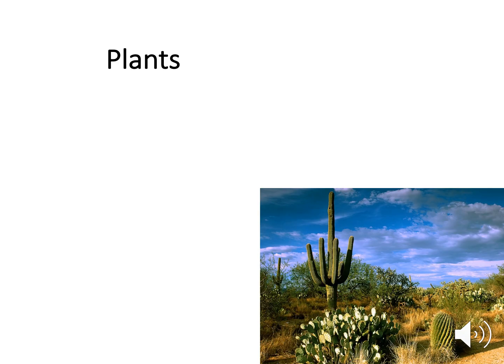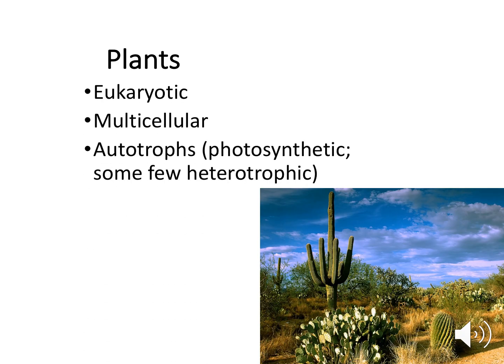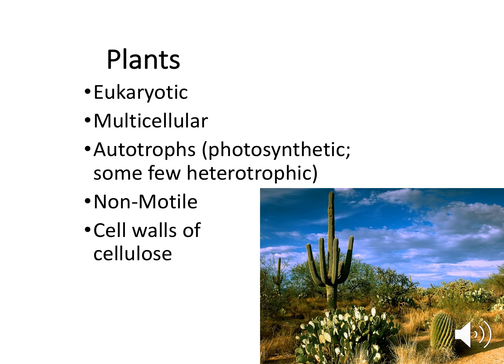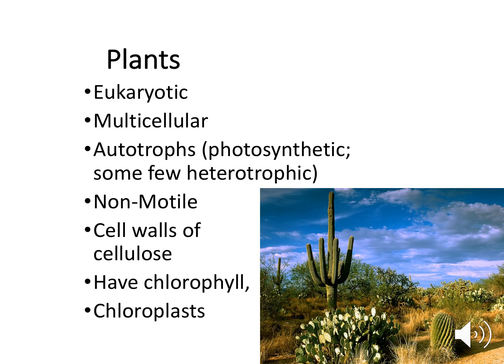So a recap: the plants are eukaryotic, they are multicellular, they are basically autotrophs. There are some few that are heterotrophic. They are non-motile, and they have cell walls made out of cellulose, and also they have that other miracle ingredient. They have chlorophyll, and these chlorophyll molecules are locked up inside of the chloroplast organelles. So that's what the plants have going for them.